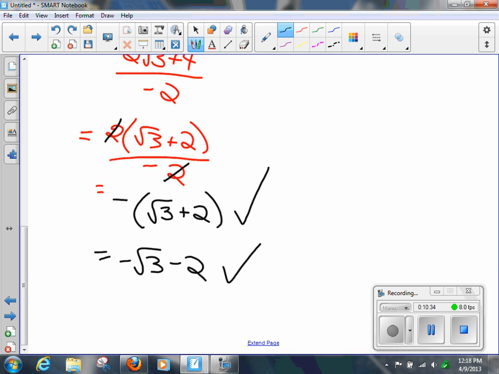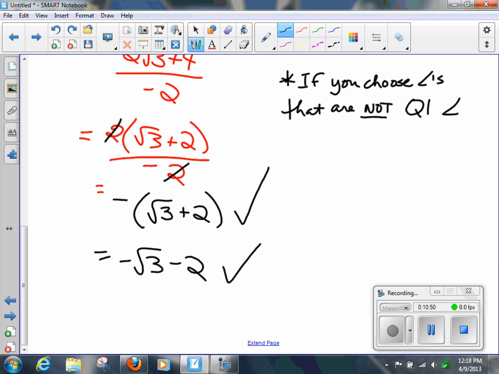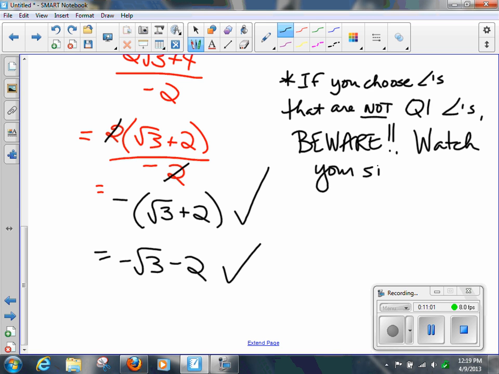What do you have to make sure? If you choose angles, write this down. If you choose angles that are not Q1 angles, why do you have to beware? Beware, watch your signs. Okay? Please make a note of that in your notes.